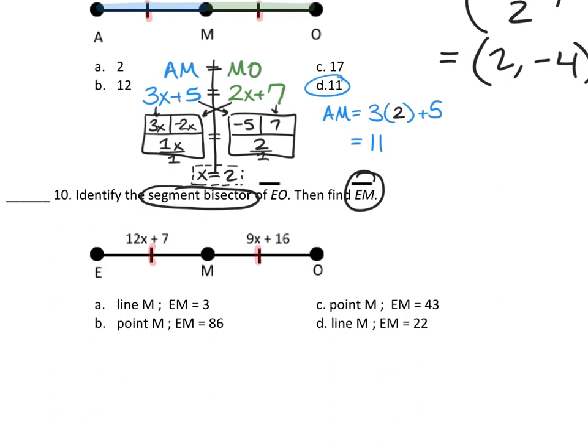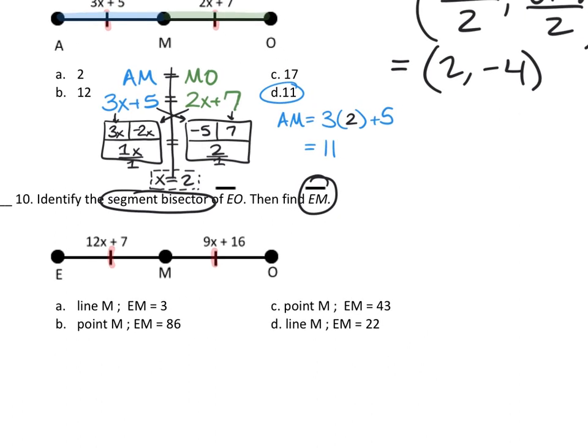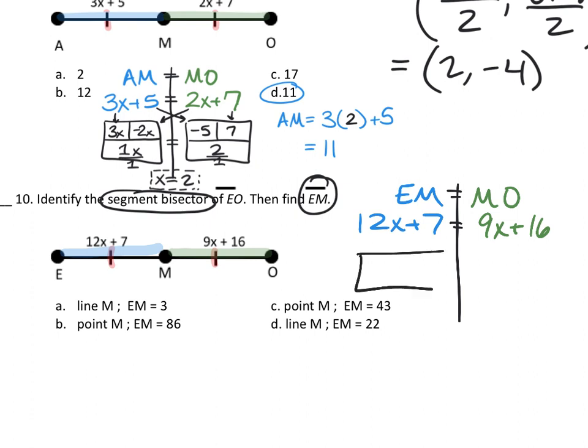Okay. So again, because of the word segment bisector, we know it cuts it in half. Bisect means half, so it acts kind of like a midpoint. So we know that this section, E to M, and this section, M to O, are going to be the same length, which means E to M is exactly equal to M to O, which also means 12x plus 7, the length of EM, and 9x plus 16, the length of MO, should be equal to each other. So pow, I just solved my little equation here.